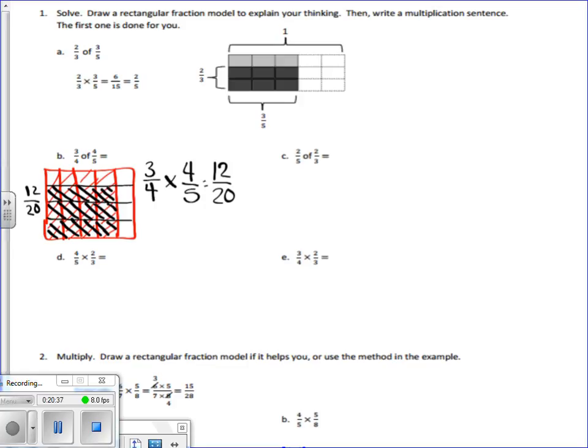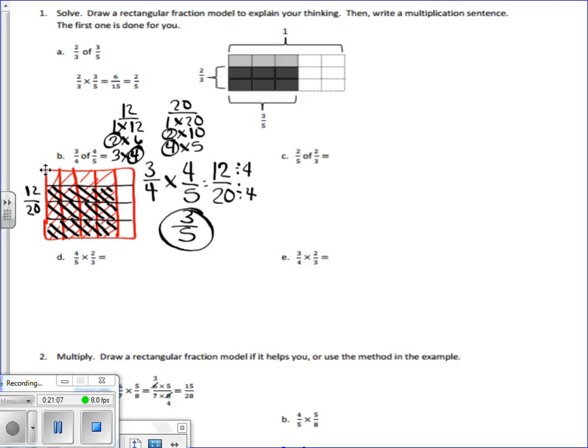So if I think about what can make 12: 1 times 12, 2 times 6, 3 times 4. What can make a 20? 1 times 20, 2 times 10, 4 times 5. I've got 1, I've got 2, I've got 4. So I'm going to simplify by 4. And I've got 3 fifths. That's all you can do.